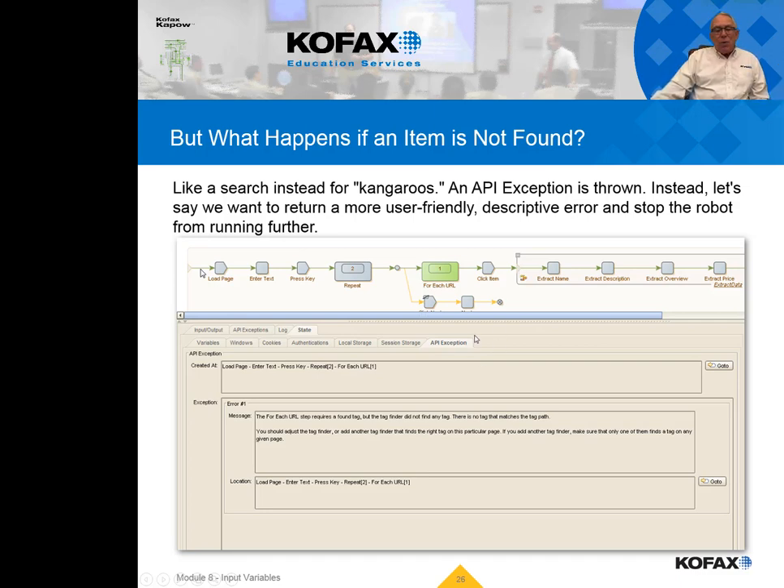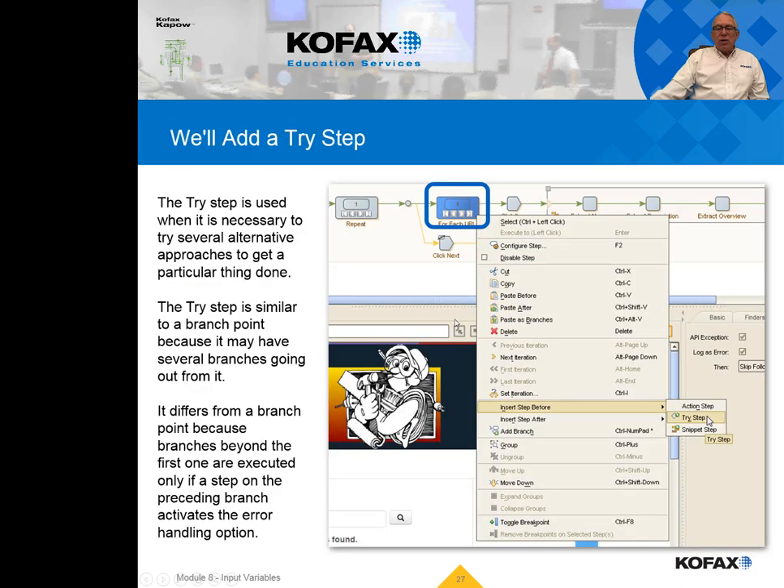Well, right now what would happen is you'd throw an API exception, and it gets a little nasty, and basically the robot just stops, it crashes. Okay, so I want to handle that with a little more grace, if you will. And what I'm going to do here is select the for each URL step. So this is where, based on that search term, we're going to the page.